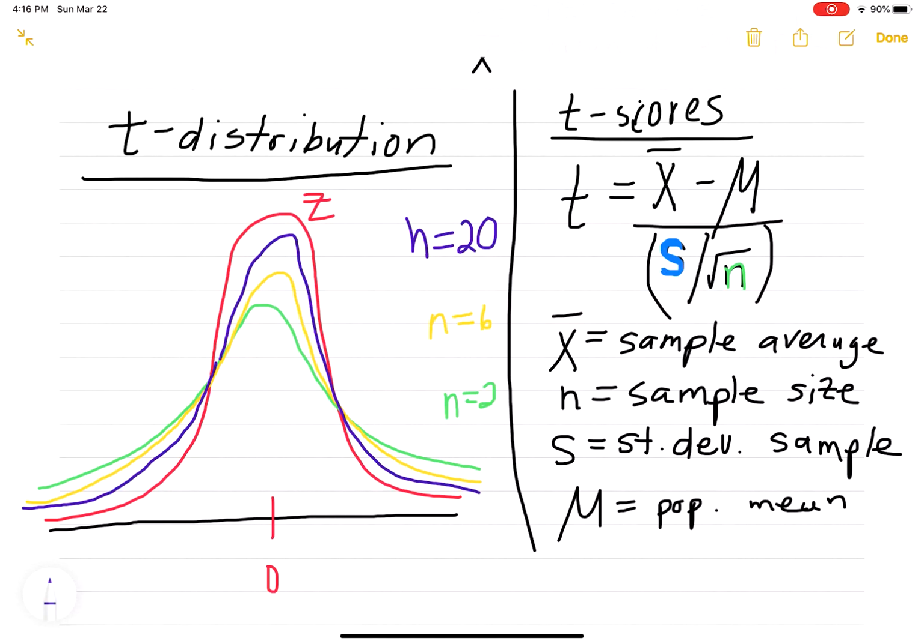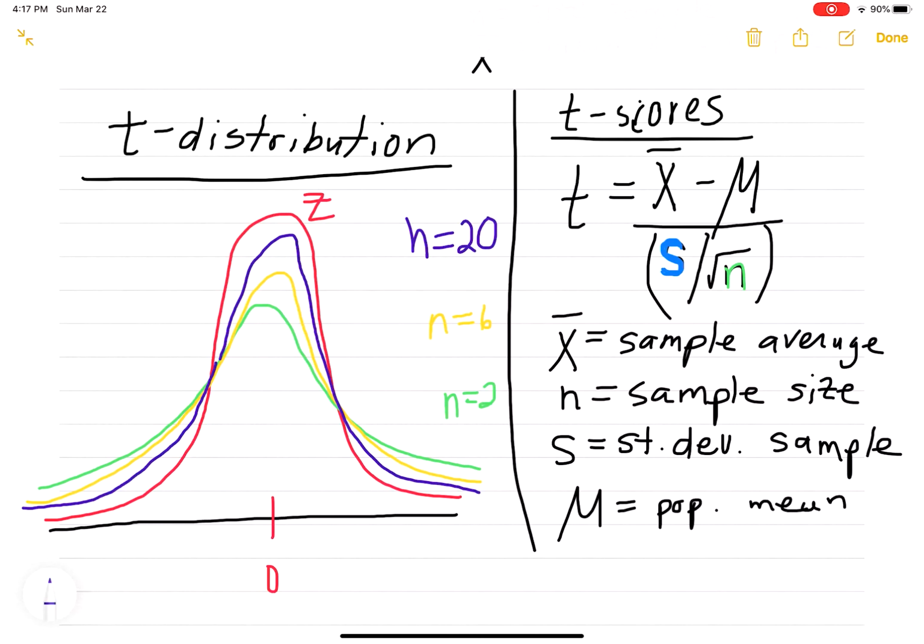So as you can see, the bigger and bigger that the sample size gets, the closer and closer the t-distribution will get to the z-distribution. So there's not just one t-distribution, there are many t-distributions. They're similar to the z, but they're a little bit different, just a little bit different.